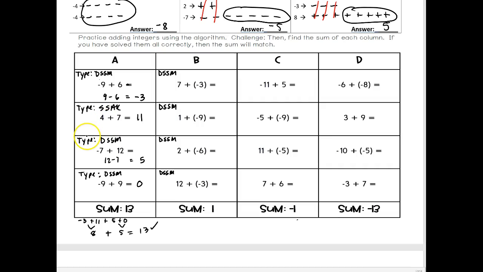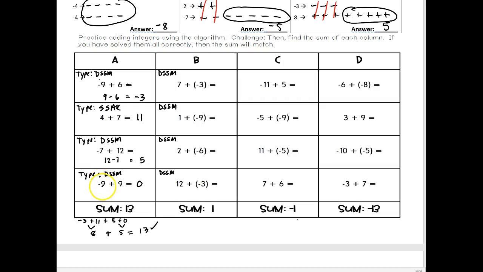Next one, 4 plus 7, super simple one. They're both positives, same signs, add, keep it. It's 11, keep the positive. So it stays positive 11, right? The next one, negative 7 plus 12. Those are different signs, so I subtract 12 minus 7. And my answer is positive 5 because I have more positives.